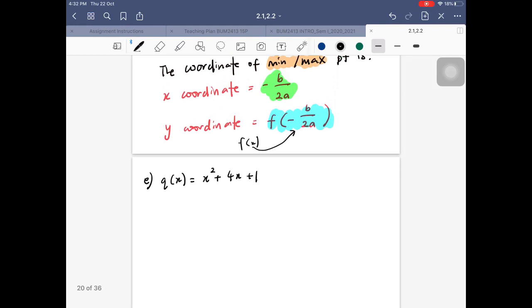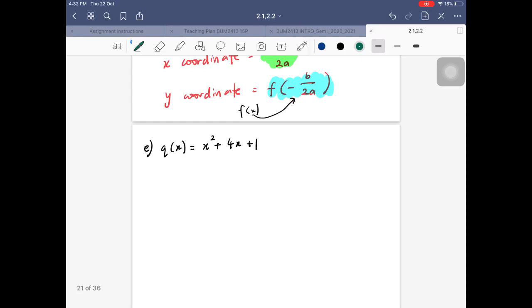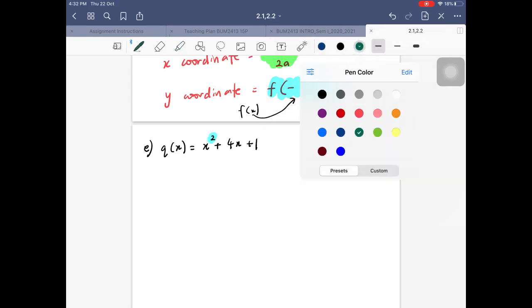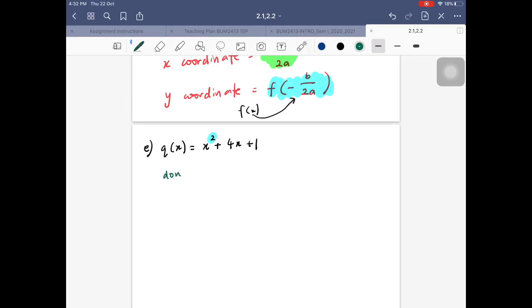Alright, so let's start with the first one. E, I have q(x) equals x squared plus 4x plus 1. So this is to the power of 2. We know already this is a polynomial function, a quadratic to be specific. And for the case of a polynomial function, the domain is always going to be from negative infinity until infinity because there is no restriction for the value of x. The value of x could be anything.